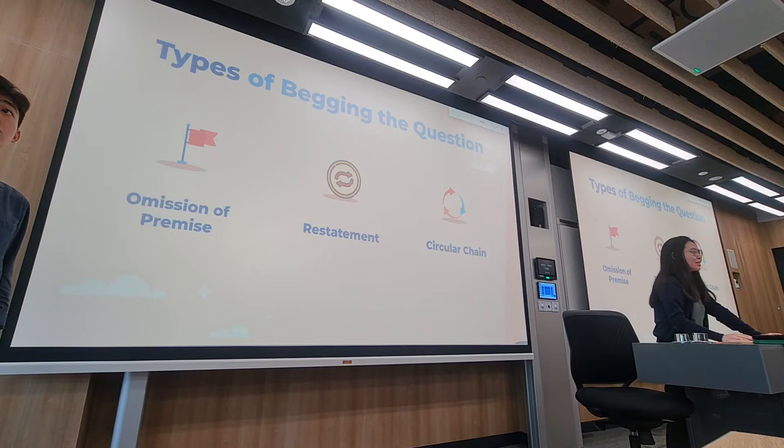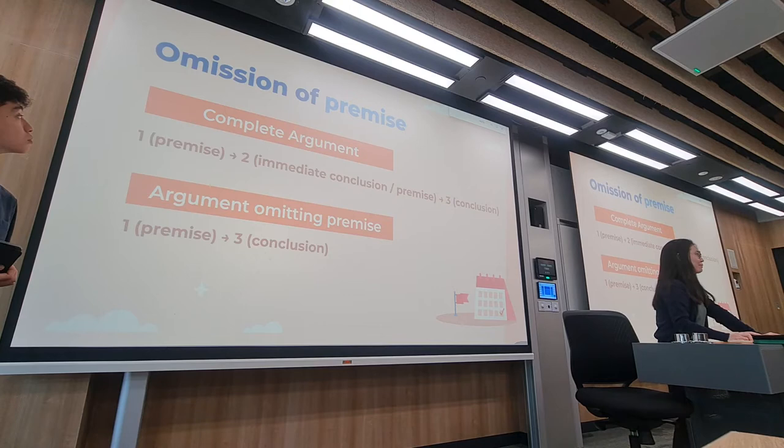And there are three types of begging the question. Firstly, the omission of premise. Secondly, restatement. And thirdly, the circular chain. Yeah, so moving to the first type, omission of premise. It refers to an argument with an omitted premise.